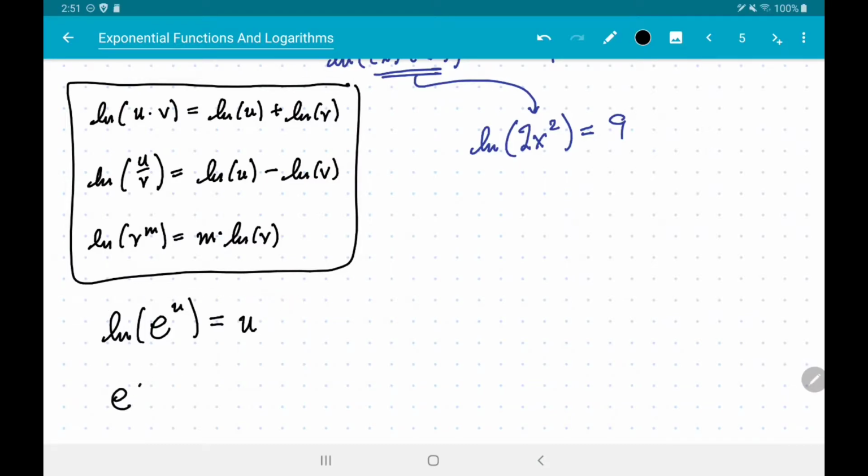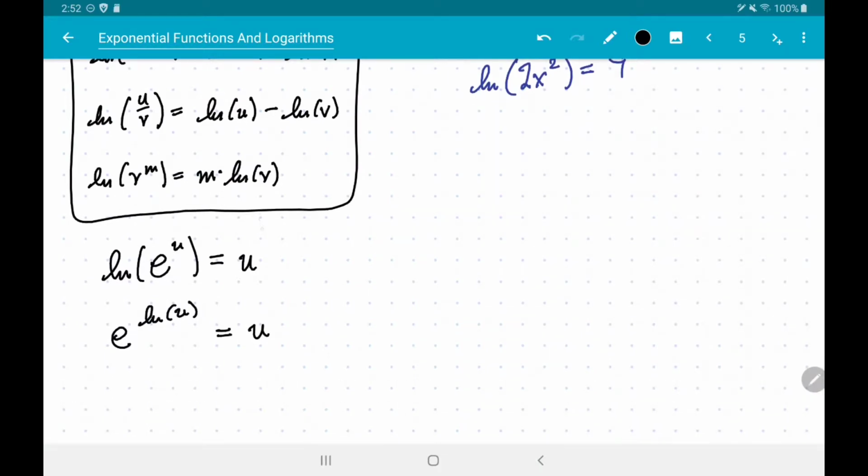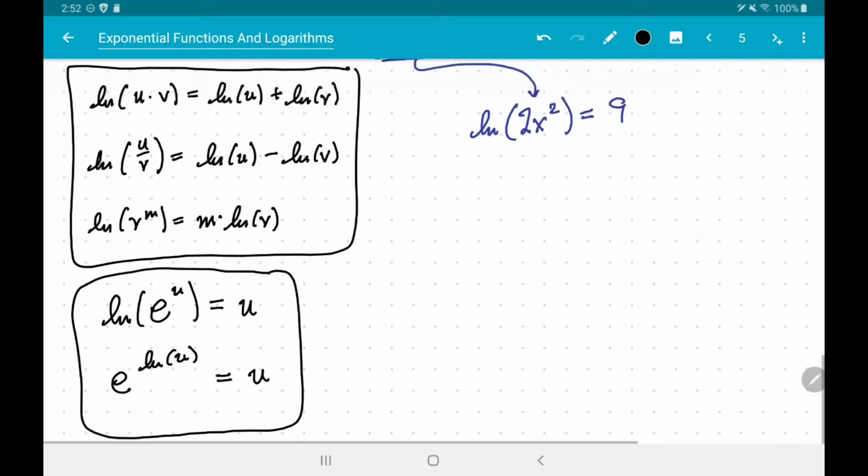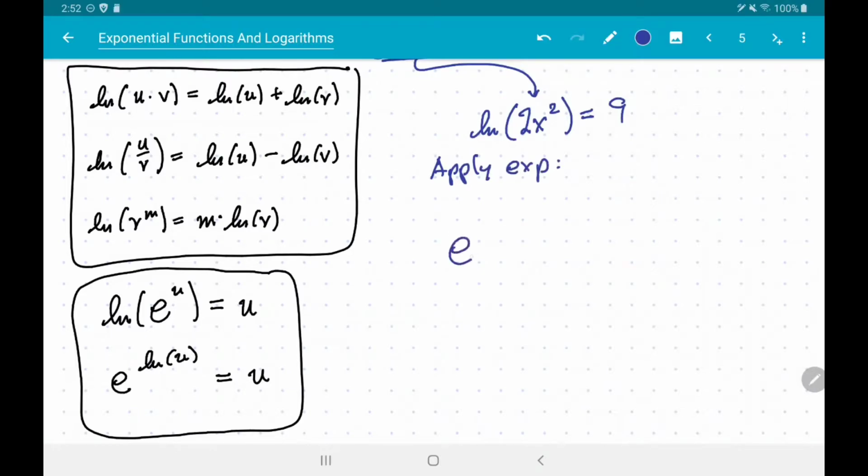The reverse of that is that e to ln of u is equal to u. E to a power undoes the natural logarithm. Again, the natural exponential function e to a power and the natural logarithm function ln are inverse functions of each other. So what that means is that I can get rid of the ln by applying the natural exponential to both sides. So I'm going to do e to the left equals e to the right.